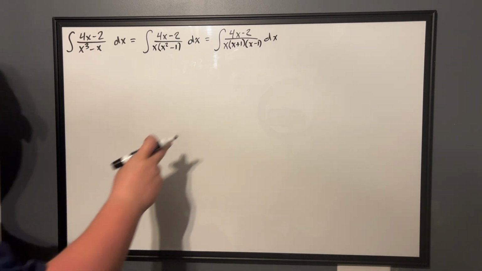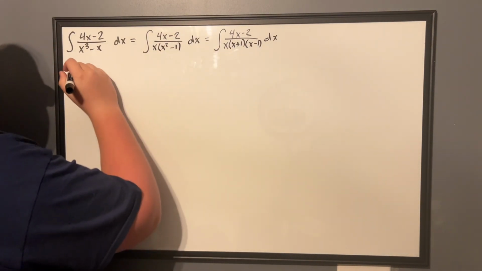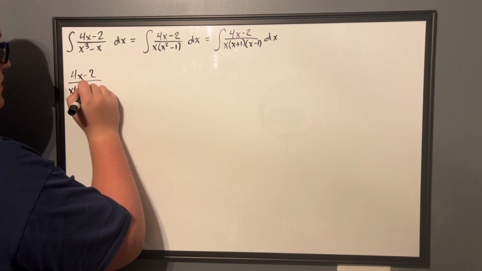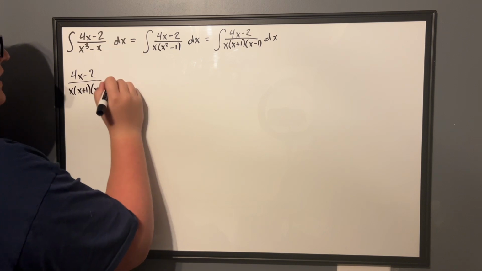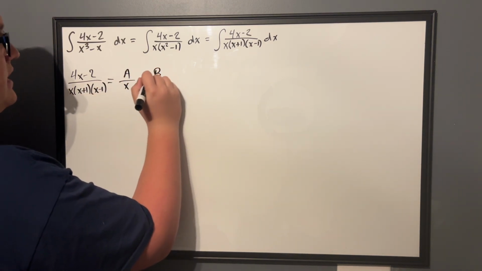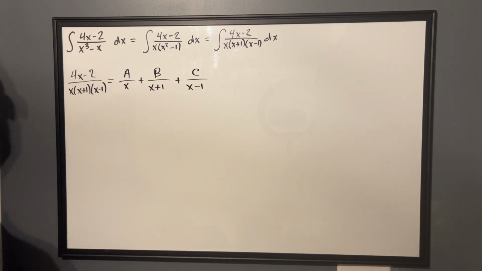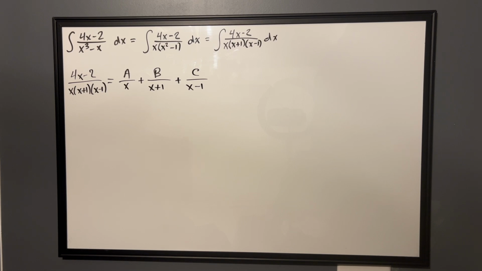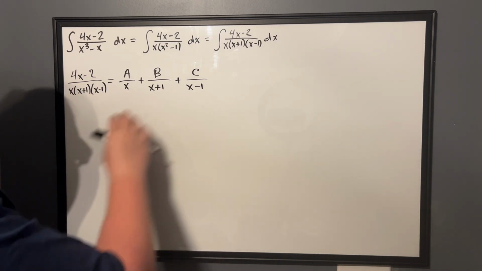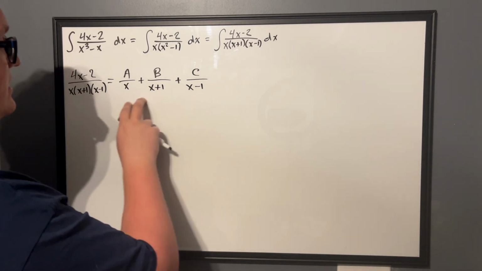Now we want to rewrite this integral in a way we can actually integrate it. The way we're going to do that is by breaking it down. So we can say that 4x minus 2 over x times x plus 1 times x minus 1 is equal to A over x plus B over x plus 1 plus C over x minus 1. Now, this is the general practice. We take these linear factors in the denominator, put them into separate denominators, and solve for A, B, and C because we can integrate these much more easily.